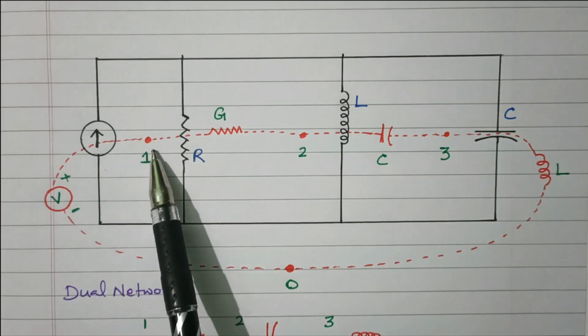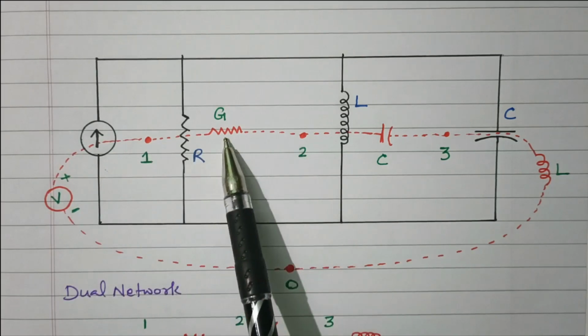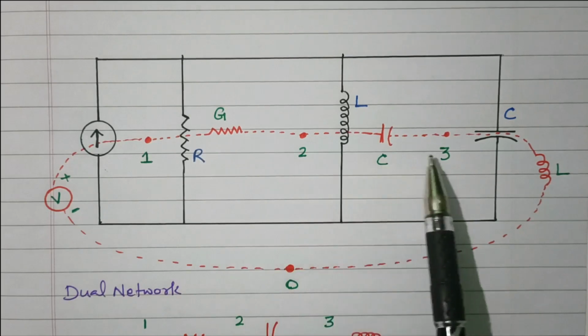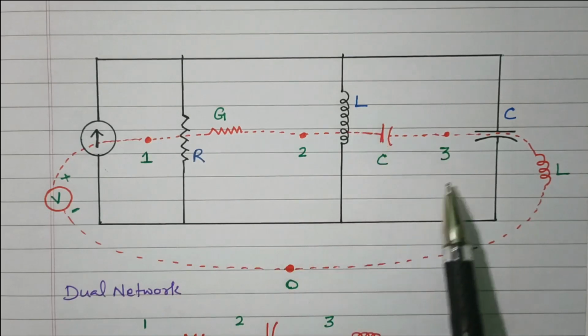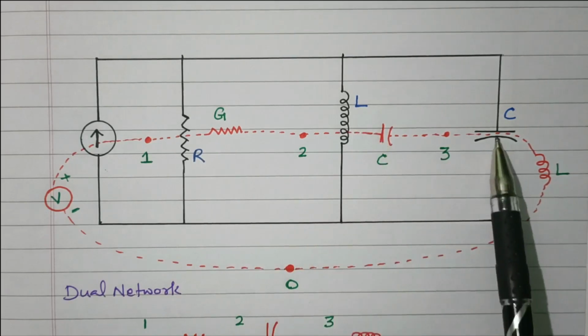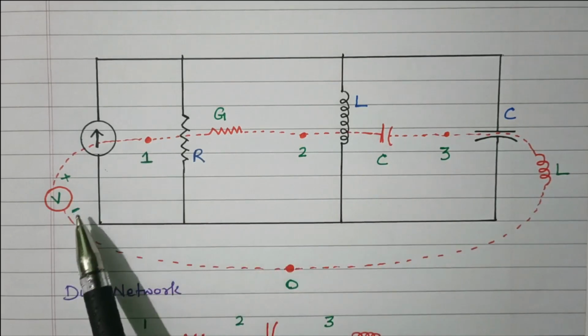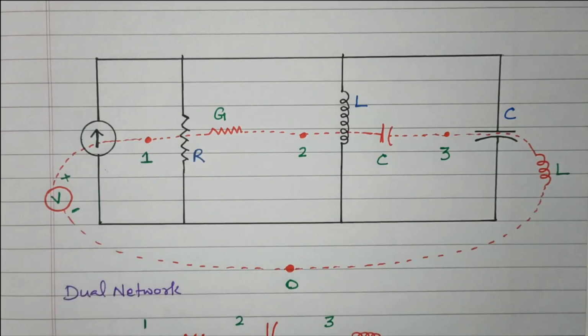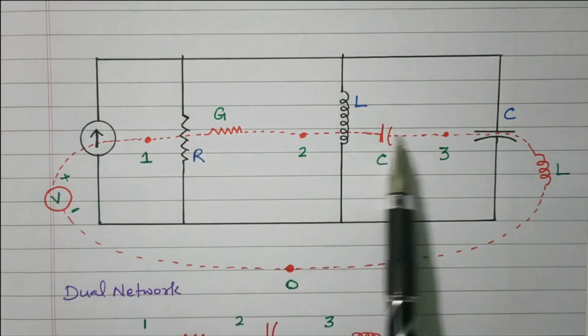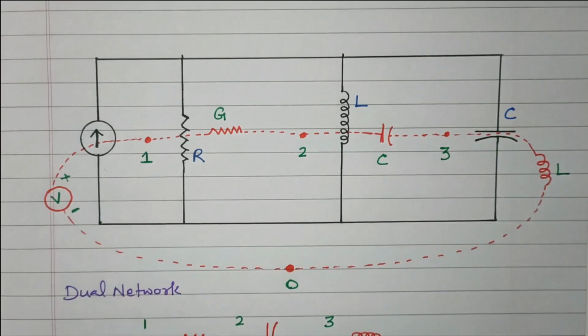Right. So 1 and 2, resistor converted into conductance. 2 and 3, inductor converted into capacitor. 3 and 0, capacitor converted into inductor. 1 and 0, current source converted into voltage source. Now this red color line is nothing but the dual network. Black color is the original network.